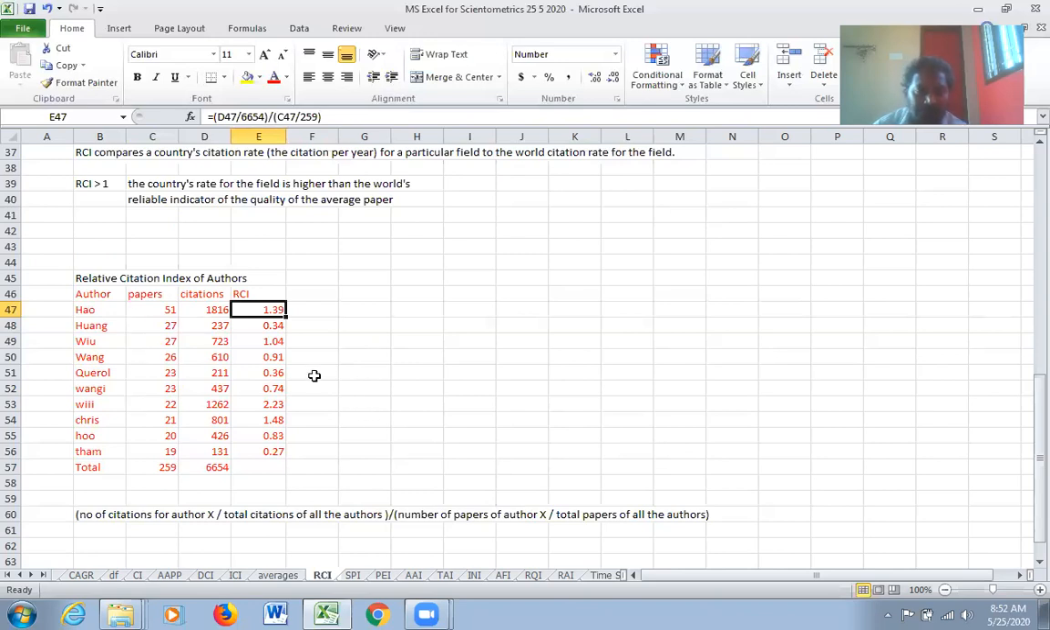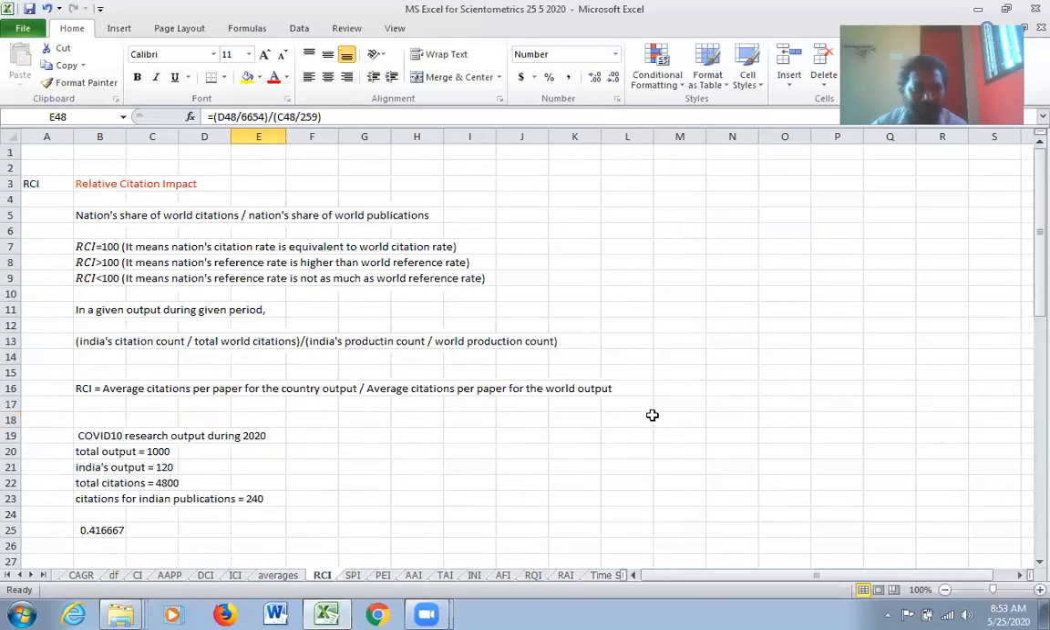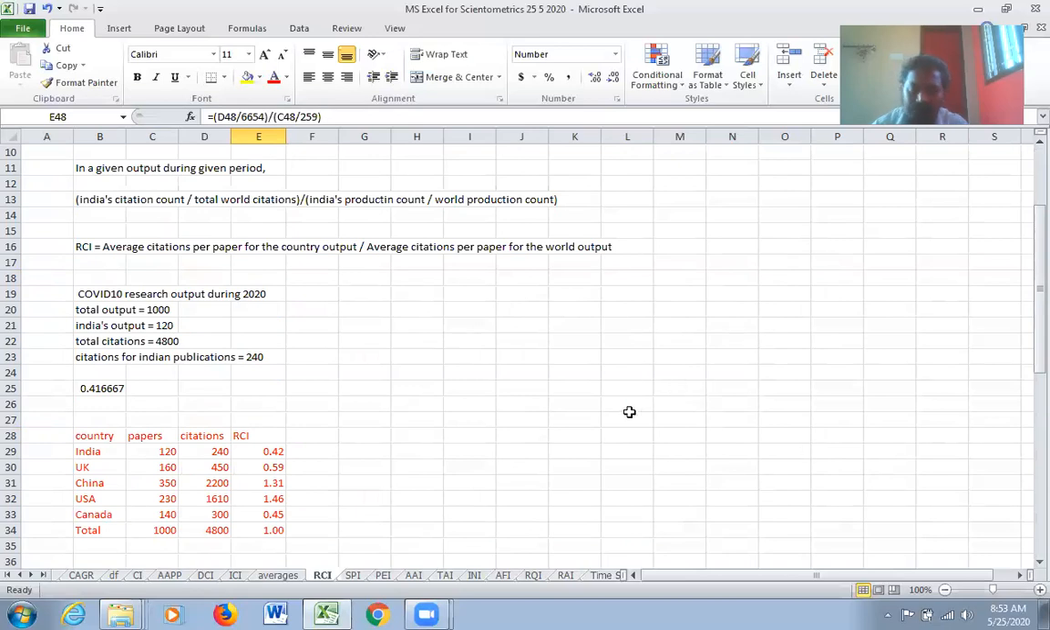You can see here, this gentleman V has got 2.23, so he has got 2 times the average citations of all the authors, and these are 0.34 and 0.36. When compared with the average citations of all authors taken together, the citation performance of these authors is less than the average. So you can calculate relative citation impact using this formula either for authors or for countries.